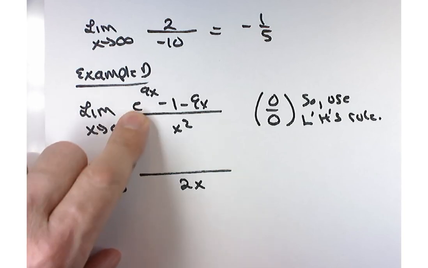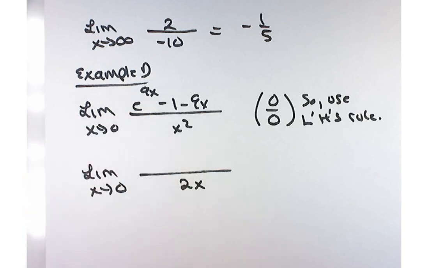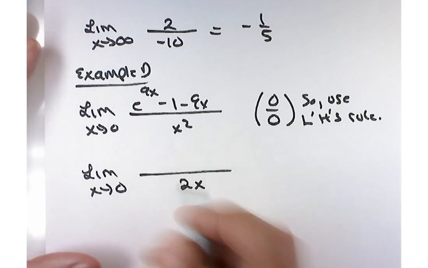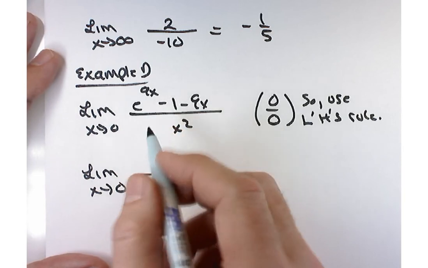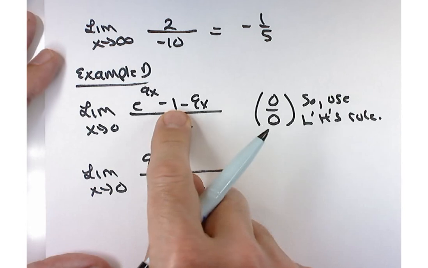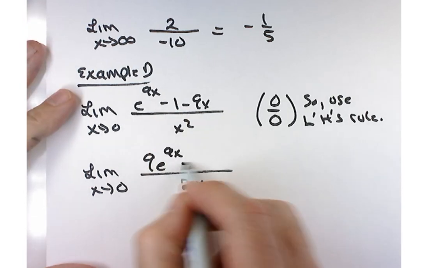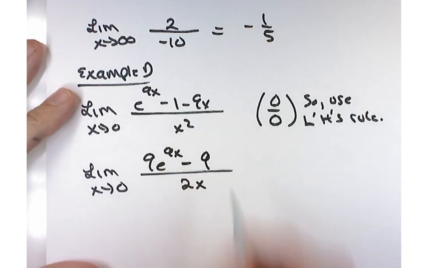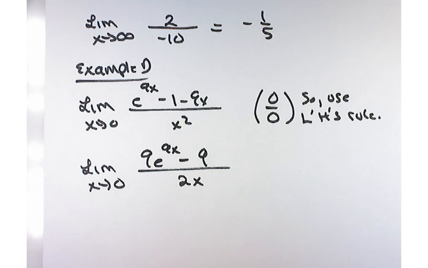Now, when you differentiate e to the 9x, remember you've got to use the chain rule. So what's the derivative of e to the 9x going to look like? 9e to the 9x. Yeah, there you go. 9e to the 9x. Derivative of 1 is 0. Derivative of 9x is 9. And bam. All right, so that's better.